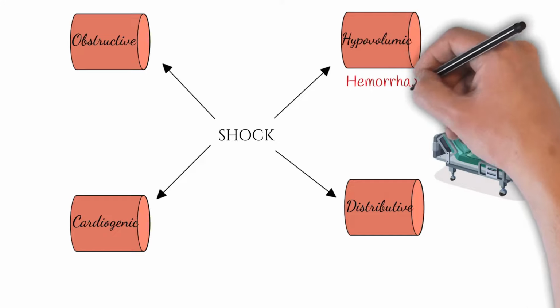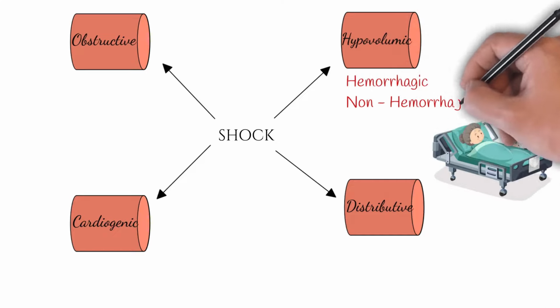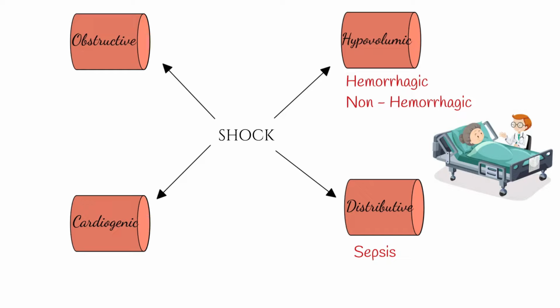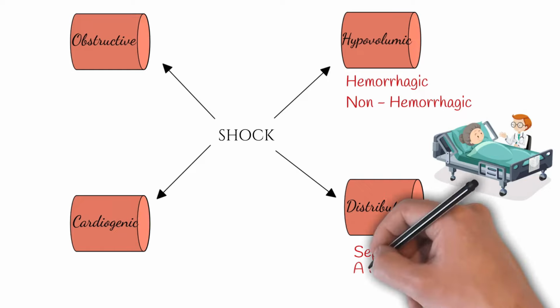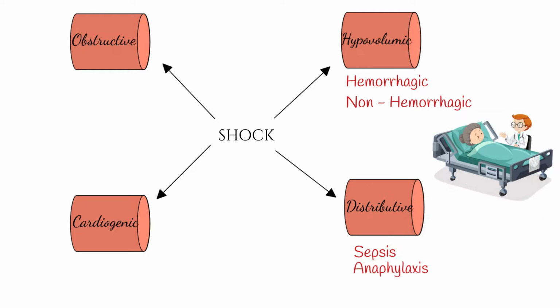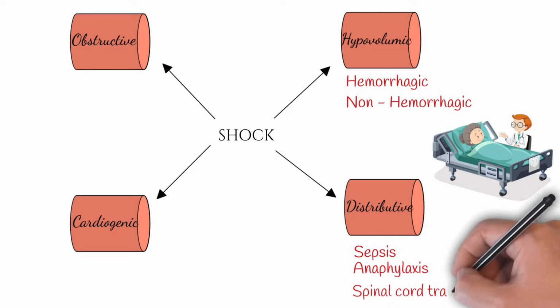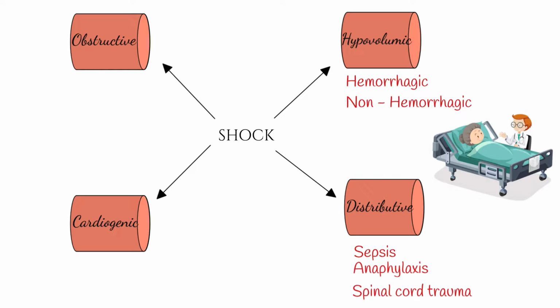Hypovolemic shock can occur due to hemorrhage or due to non-hemorrhagic conditions. Distributive shock mostly occurs due to sepsis, in which there is a severe infection leading to a cytokine-mediated inflammatory response. This is by far the most common reason for distributive shock. It can occur due to anaphylaxis, which can be caused by certain food particles, medication, or animal products. It can also occur due to spinal cord injury, and because of the spinal cord injury, there is a loss of the vasomotor tone leading to intense vasodilation. This is also known as neurogenic shock.